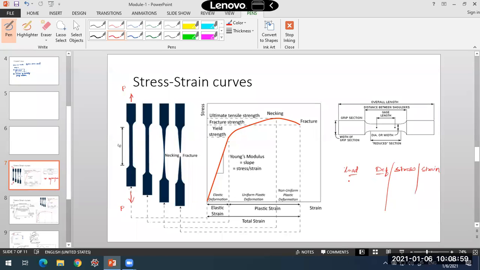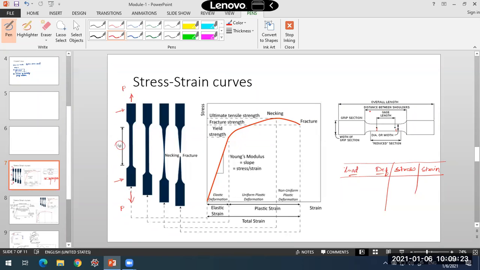So this is what we do in that test. This is the tabulation we come across. Now coming to this specimen first. These will be the grip lengths. What you see here, L0, is the actual test length over which the test will be performed. And we'll measure the deformation over a very small length called the gauge length.